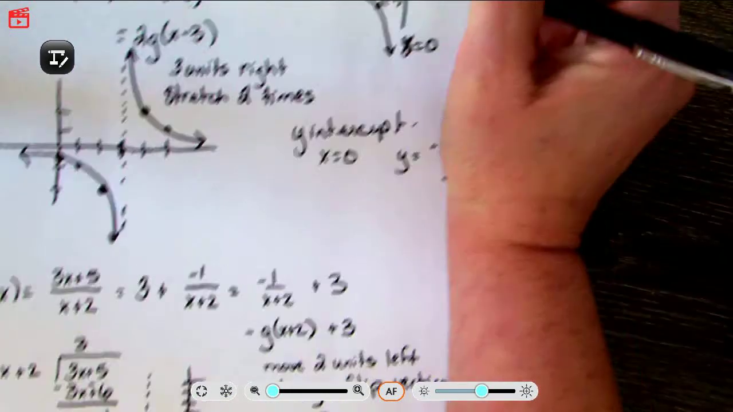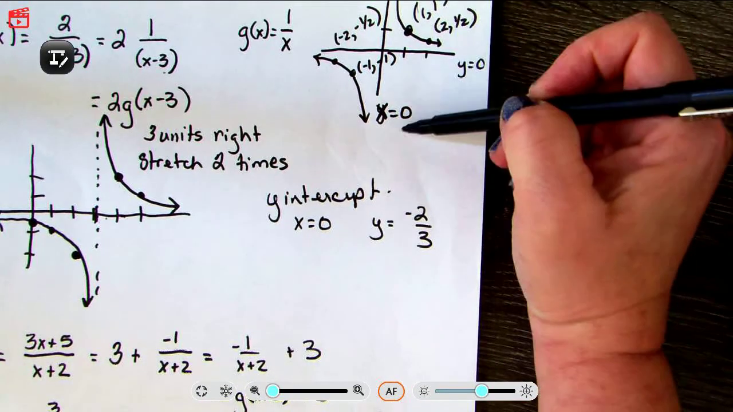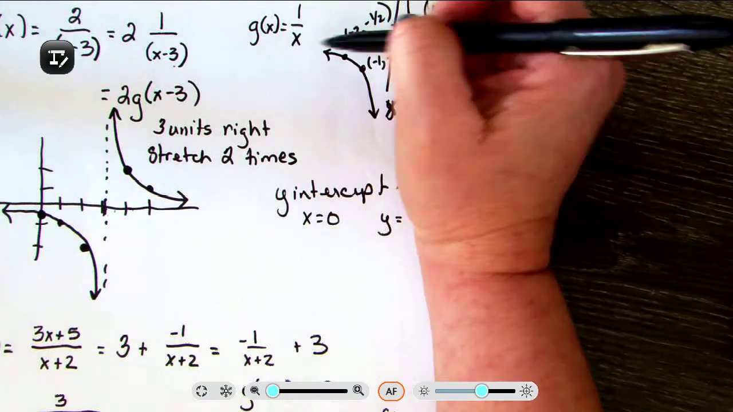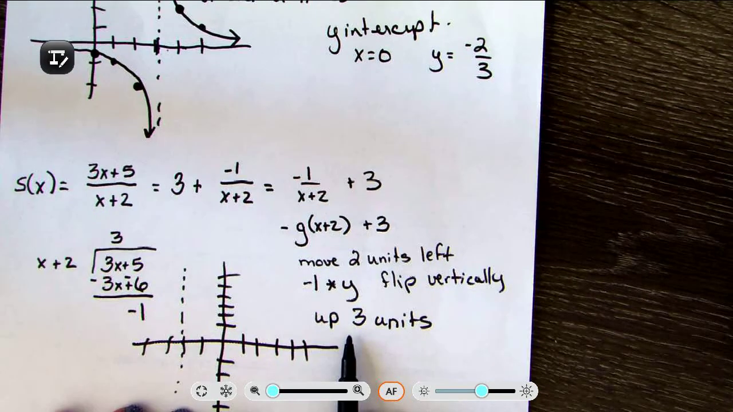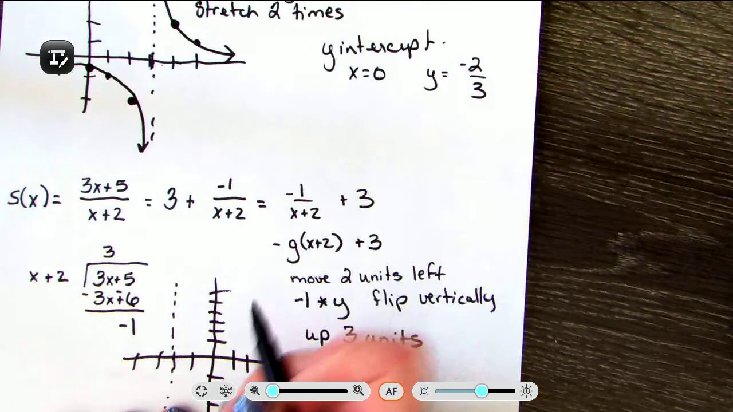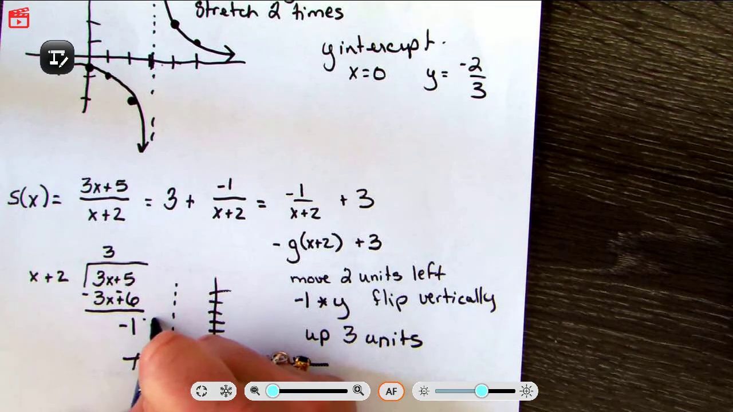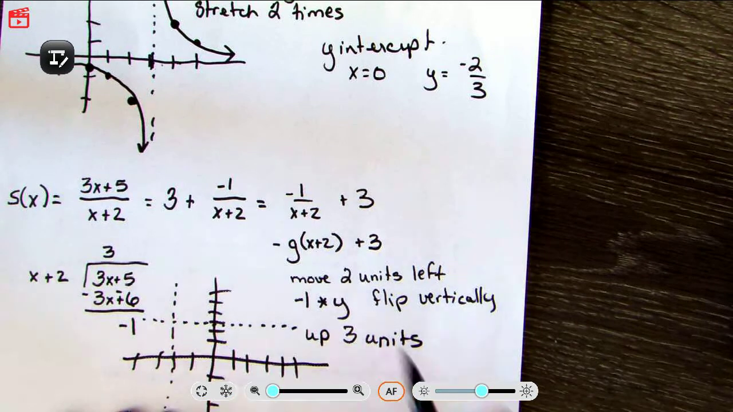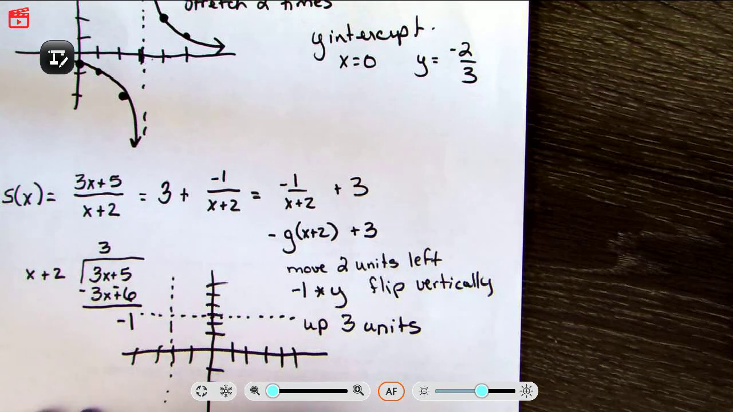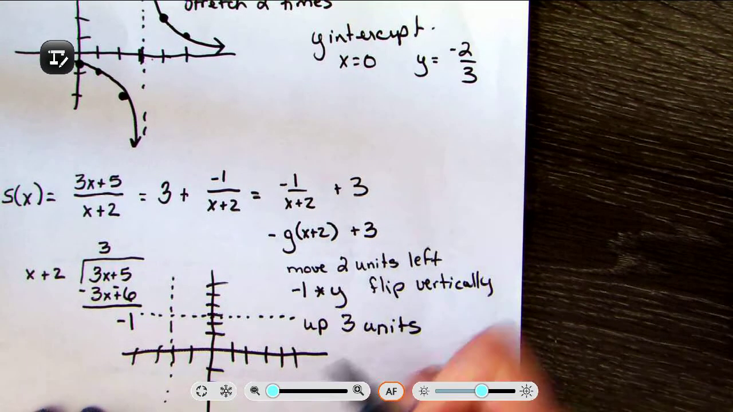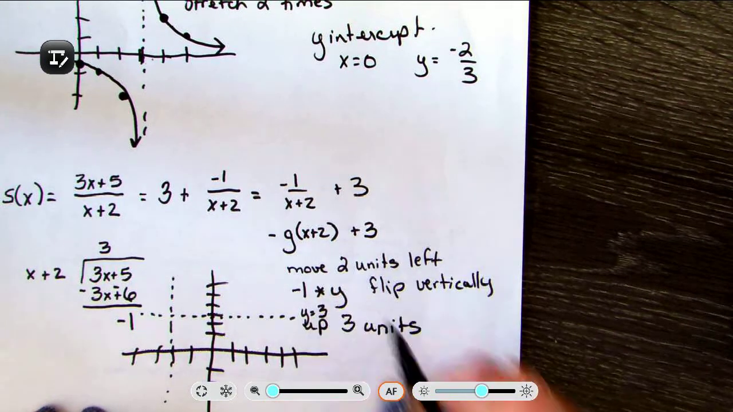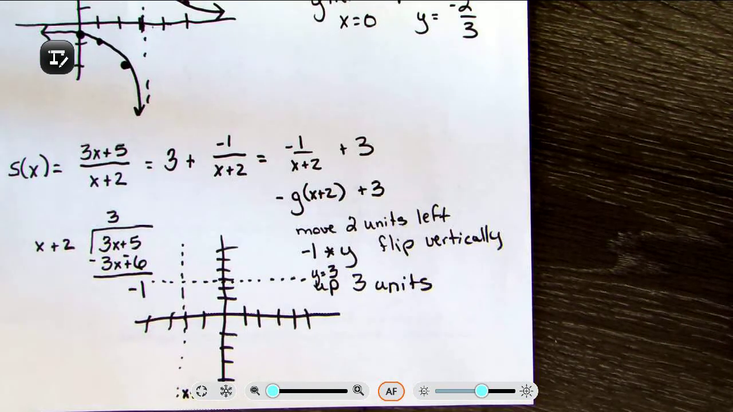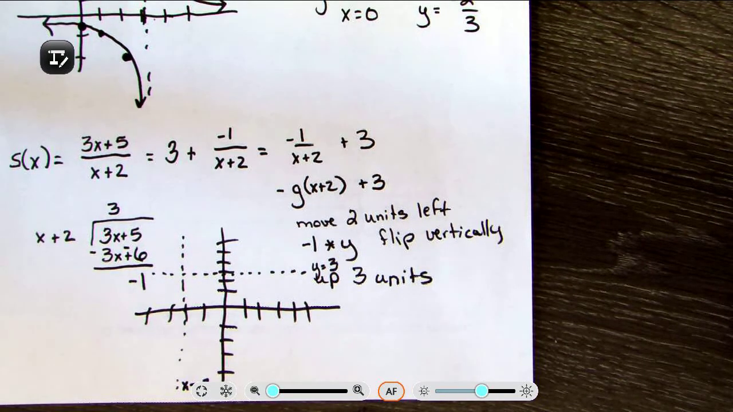Okay, so this guy is going to flip upside down. So we're going to have a piece down and then the other one will be up. But we're also moving it up 3 units. So that horizontal asymptote also moves up 3. So I'm going to need a dotted line up there. So here's my x equaling -2 and my y equaling 3. And you will see those asymptotes show up again in the next video, where we just jump right in. Okay, but I wanted to show you that yes, sometimes these pieces are a little hidden.